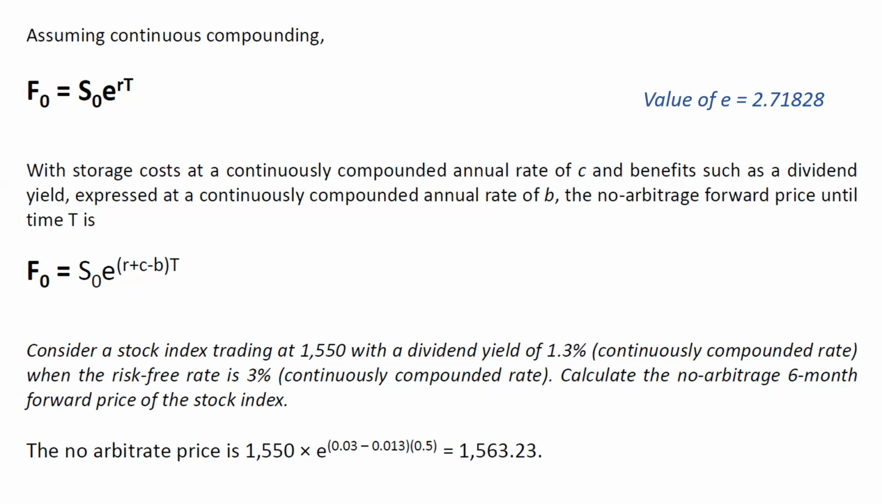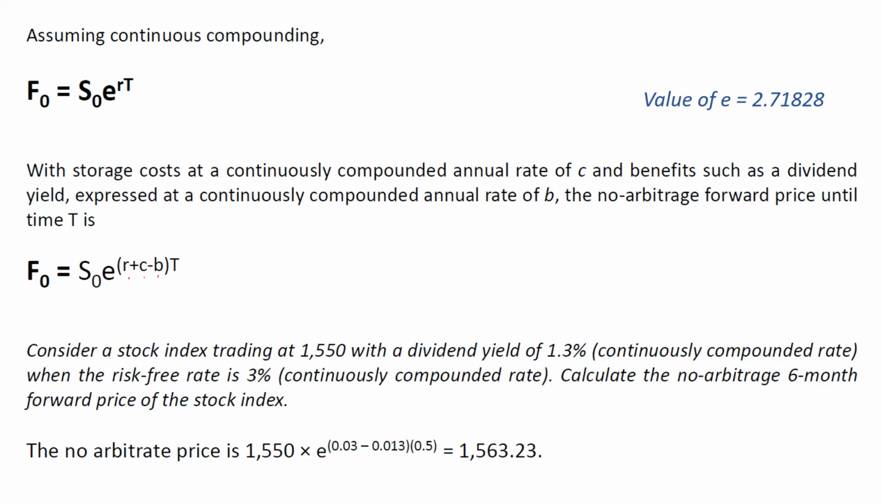If we are going to incorporate the storage cost as well as the benefits, and we assume that the compounding is going to be continuous, the formula can be modified and the formula will read as F0 is equal to S0 multiplied by e raised to (R plus C minus B), where R is the risk-free rate, C is the cost, and B is the benefit. So let's see an example in order to understand how this formula is to be used.